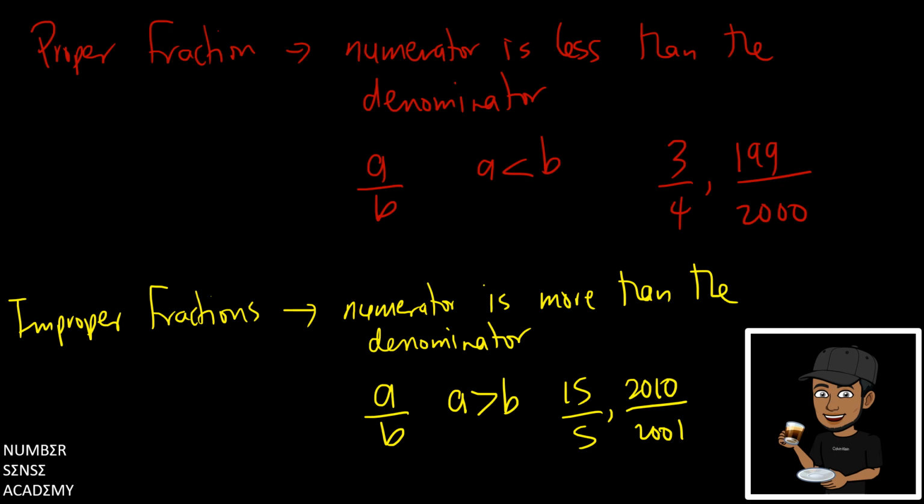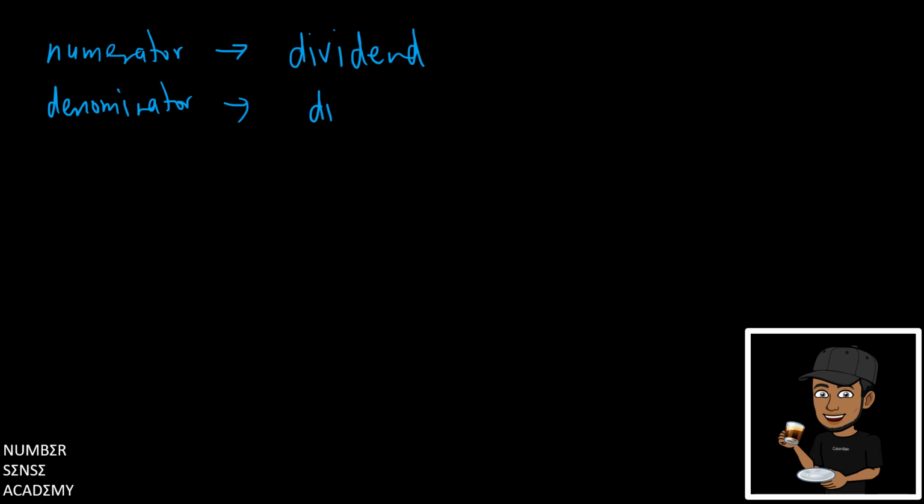Now there's a couple more properties of fractions that I think are useful that we should talk about. The numerator, the number on top, in more technical mathematical terms, we normally refer to as the dividend. That's the number that's being divided into. And the denominator is referred to as the divisor. This is the number that we're using to divide into the dividend.